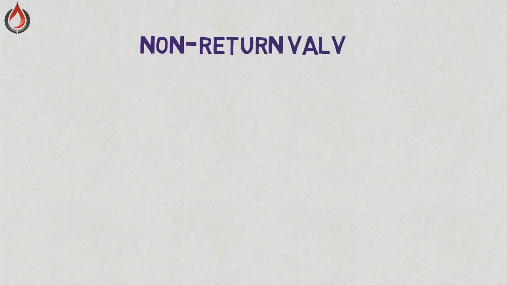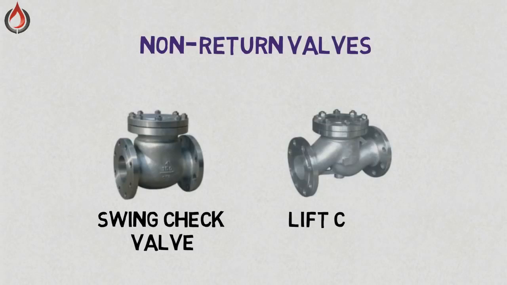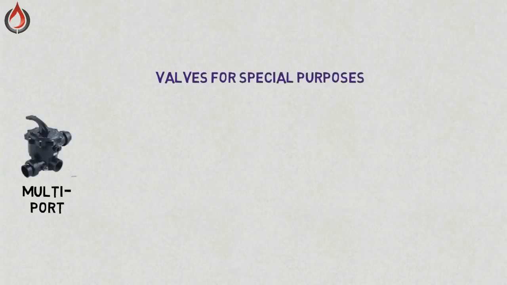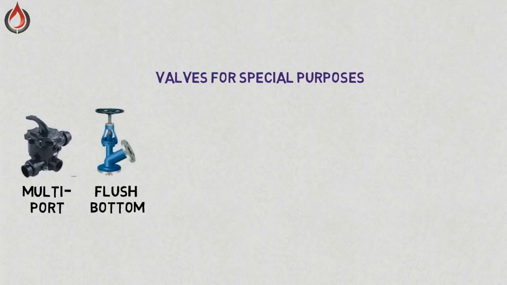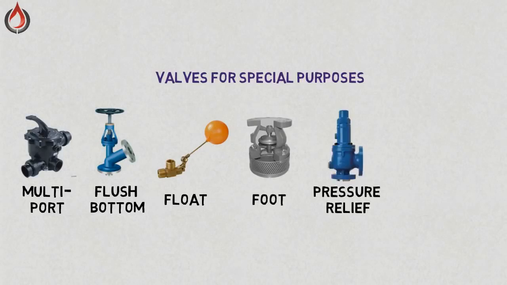As we discussed earlier, non-return valves prevent the reversal of flow in the piping system. These are swing check valves, lift check valves, etc. Some valves are used for special purposes like multi-port valve, flush bottom, float, foot valve, pressure relief valve, and breather.